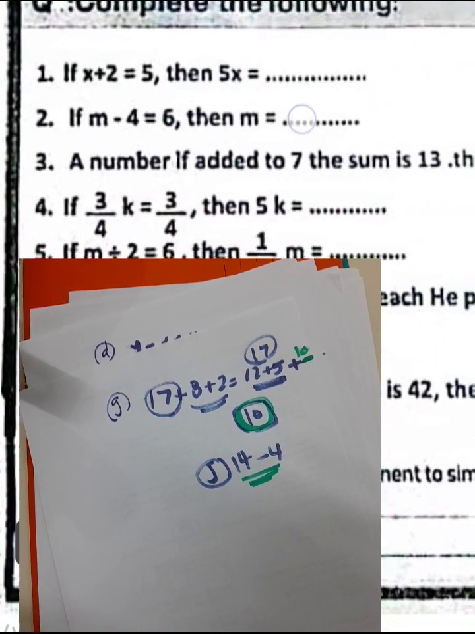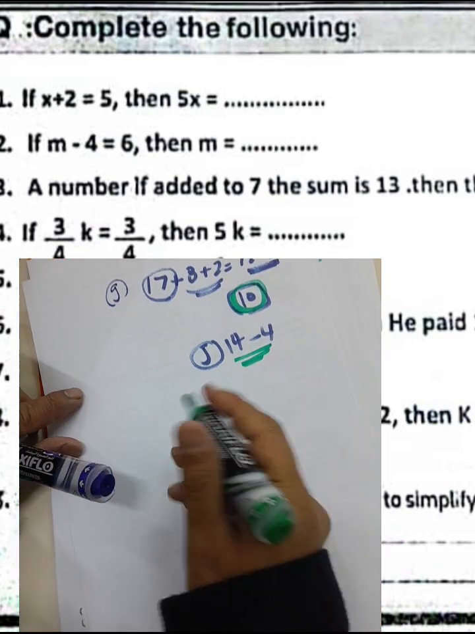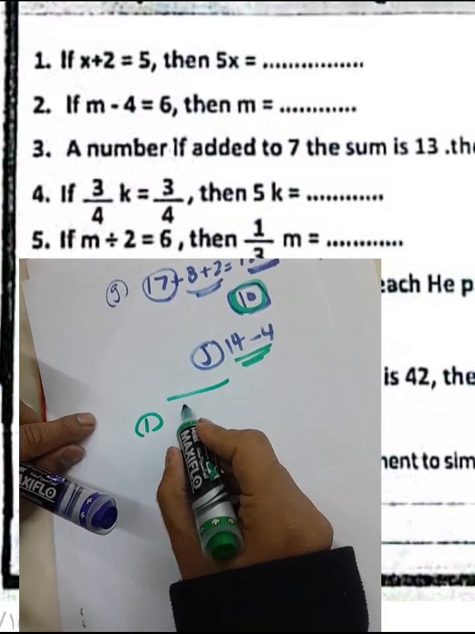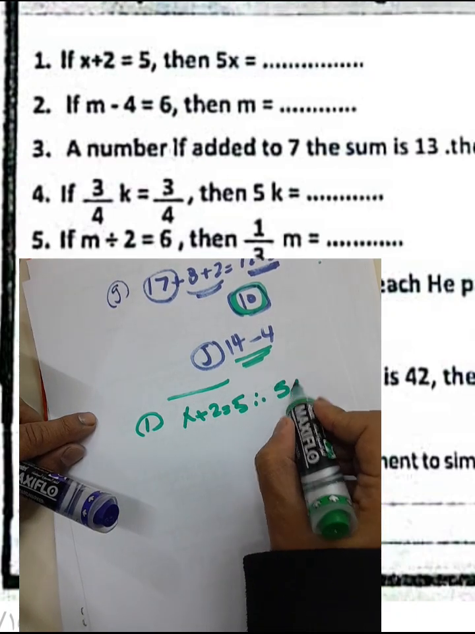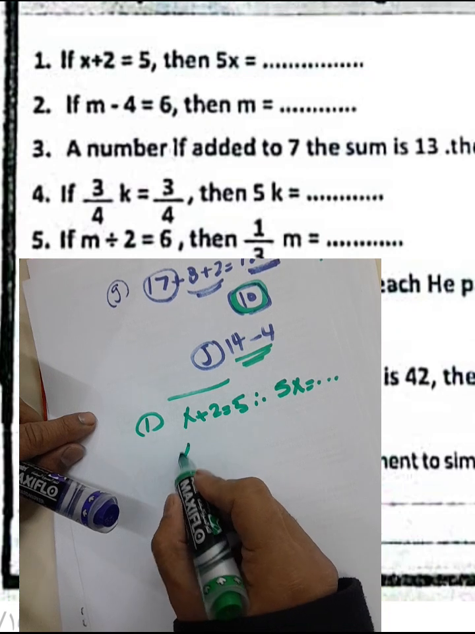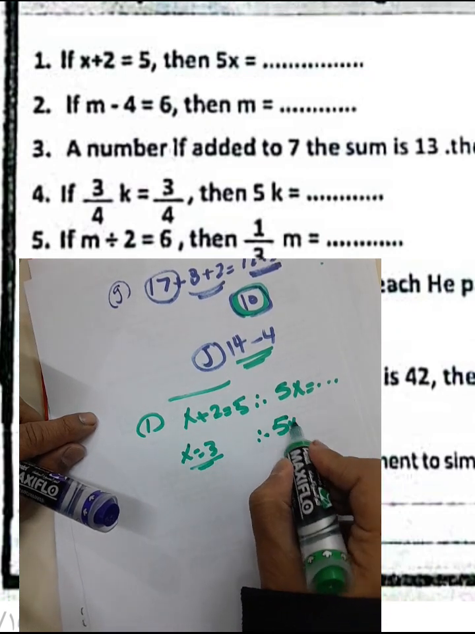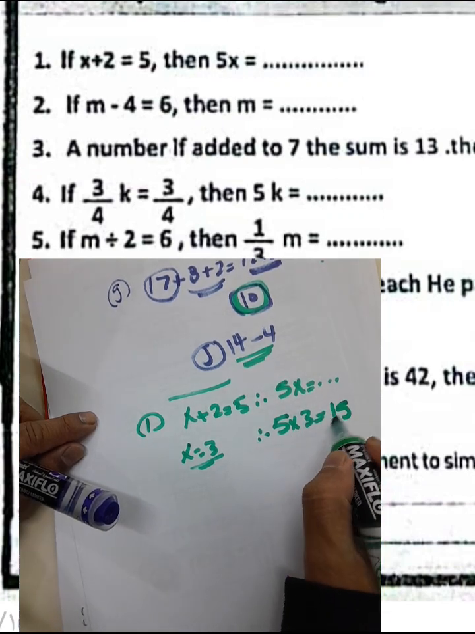If x plus 2 equals 5, then 5x equals what? Question number 1. If x plus 2 equals 5, then 5x equals what? We know x here will be 3, because 3 plus 2 equals 5. Then 5x means 5 times the value of x, which is 3, so it will be 15. The result here is 15.